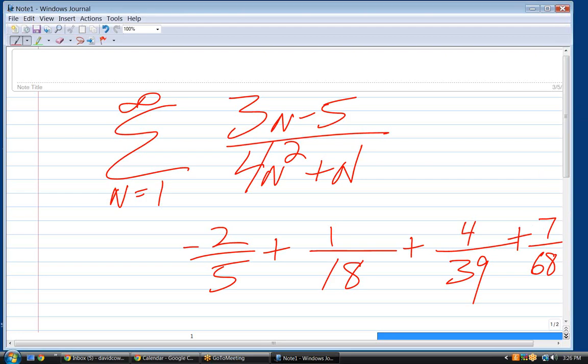Very slowly. Yeah, very slowly. But as long as they keep getting bigger, the nth term can't be 0. Which means this is a divergent series.